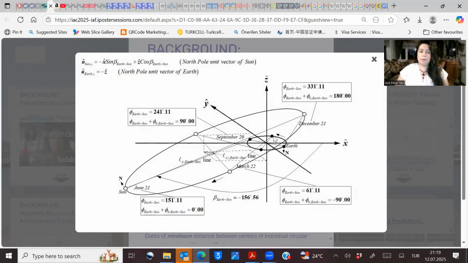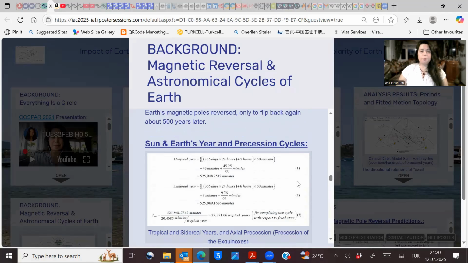So in this coordinate system, the Earth is moving counterclockwise with respect to the z-axis. Earth's north pole points down along the minus z-axis. The Sun is moving clockwise with respect to the positive z-axis with a tilt, and its north pole is pointing up with this tilt here. We know by observation that the Sun and Earth have different year cycles.